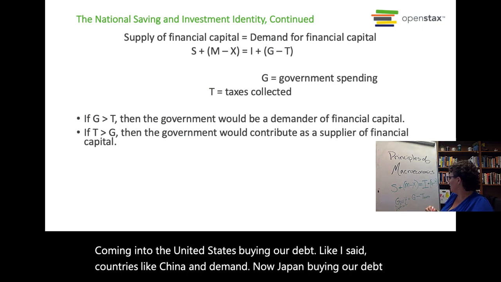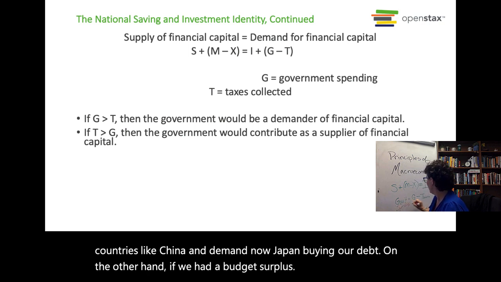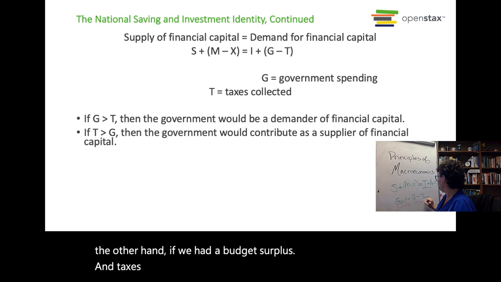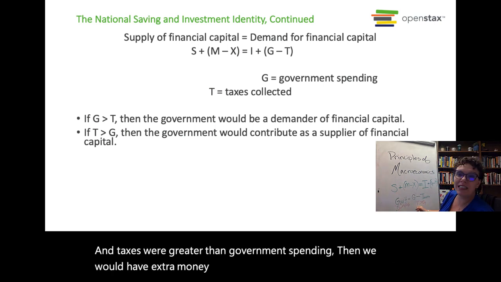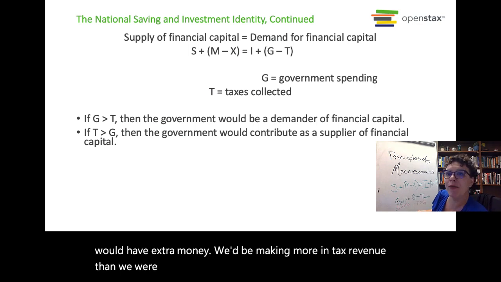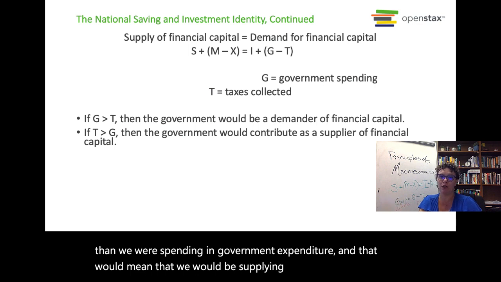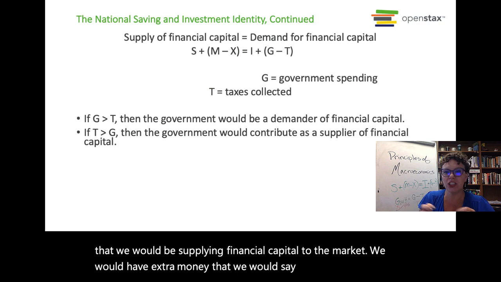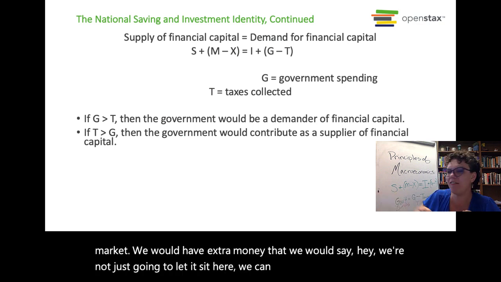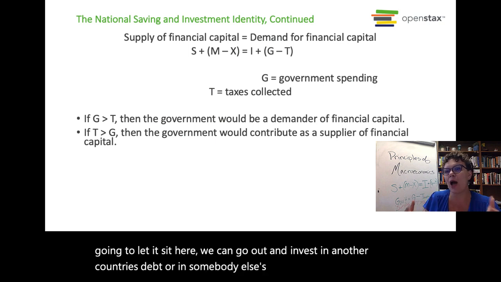On the other hand, if we had a budget surplus and taxes were greater than government spending, then we would have extra money. We'd be making more in tax revenue than we were spending in government expenditure, and that would mean that we would be supplying financial capital to the market. We would have extra money that we would say, hey, we're not just going to let it sit here. We can go out and invest in another country's debt or in somebody else's business, and that would be productive too.